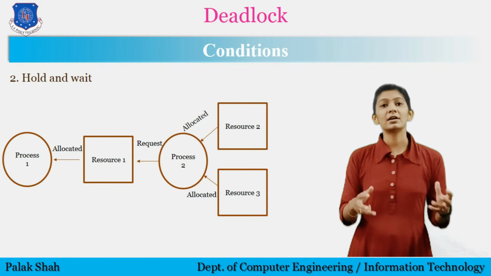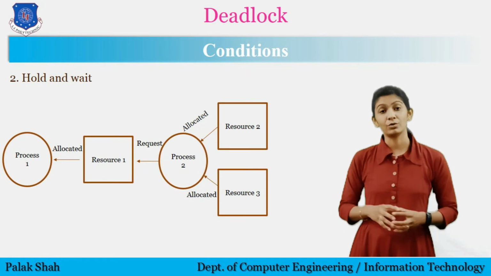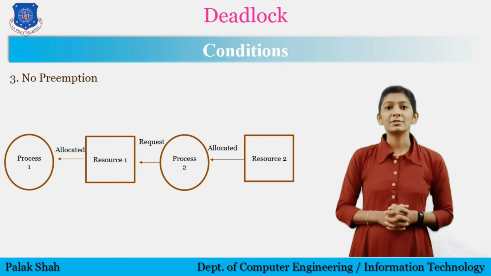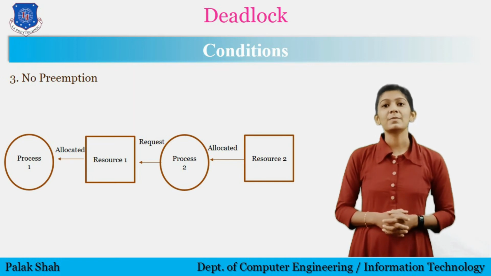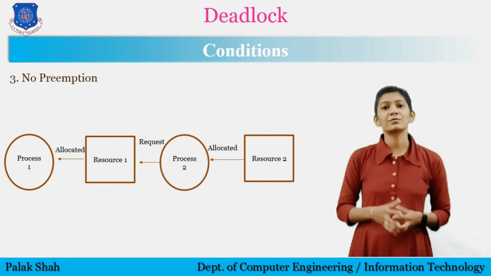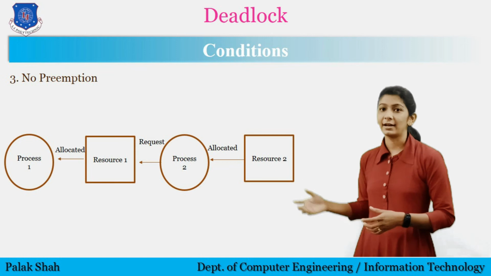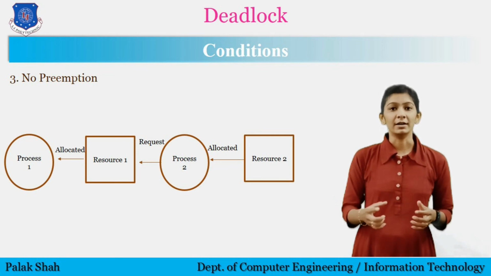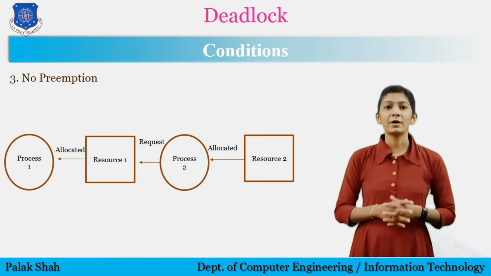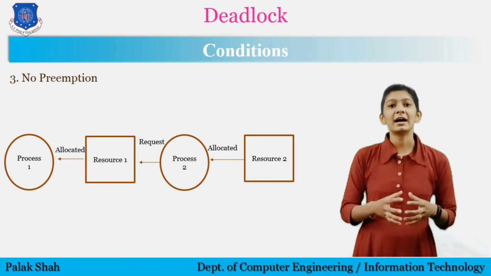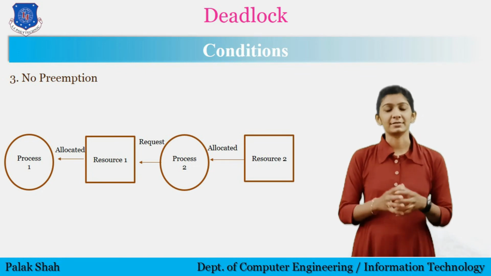Now, let's see the third condition of deadlock. The third condition is non-preemption. A resource cannot be preempted from a process by force. A process can only release a resource voluntarily. In the diagram, process 2 cannot preempt resource 1 from process 1. It will only be released when process 1 releases it voluntarily after its execution is complete.